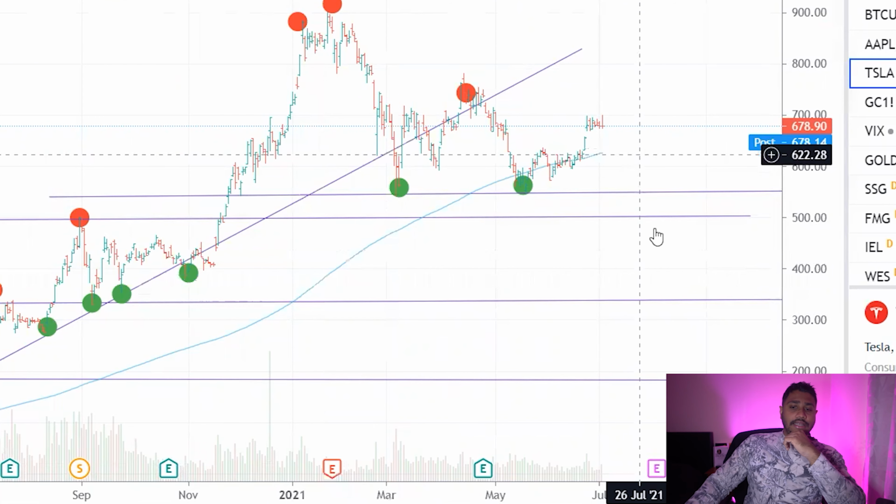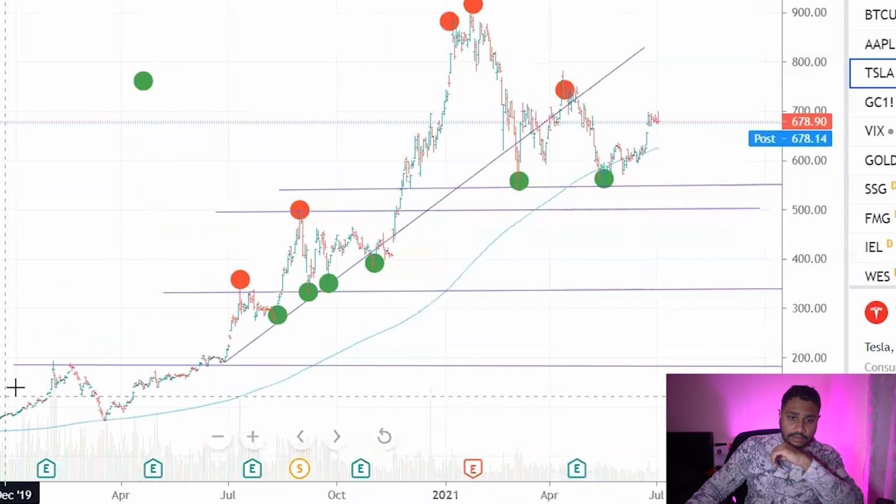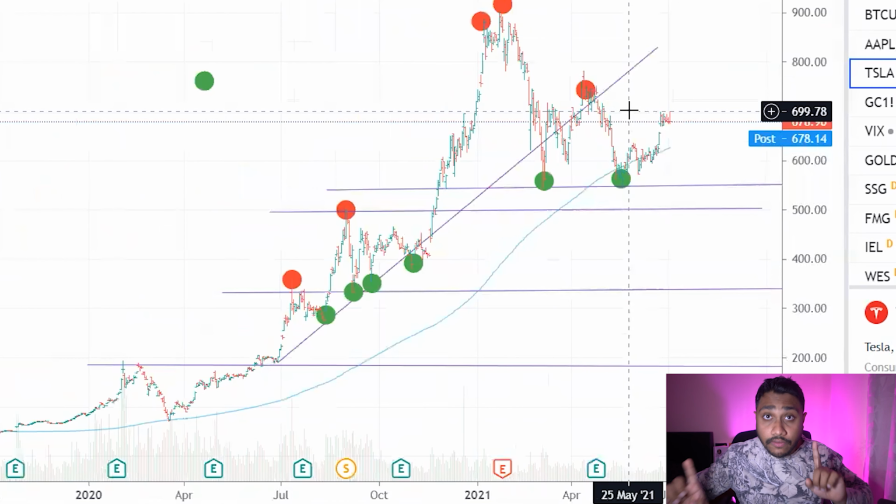Okay, and another major support level will be over here. And of course another support level will be over here. You can of course draw a Fibonacci, which I will do a video about in the coming week.